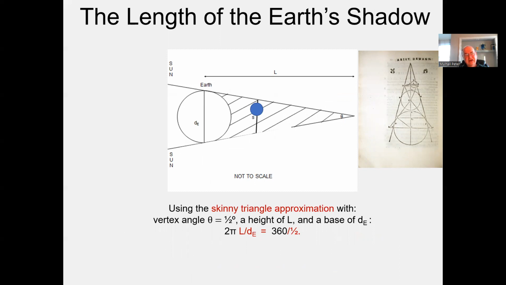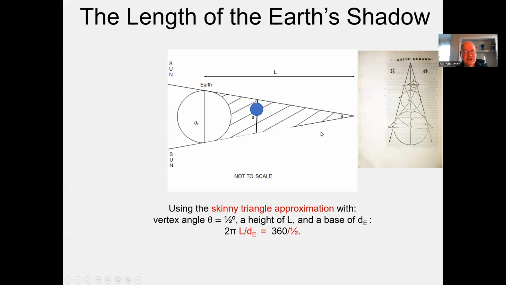He's now going to tackle the actual length L. Now that he has theta out here, now that he has a half, he's ready to tackle L. But that's the skinny triangle approximation, guys. Isn't a half to 360 as the distance L? I'm sorry, let me say it again. A half is to 360 as the diameter of the Earth is to 2 pi L. That's the skinny triangle approximation.